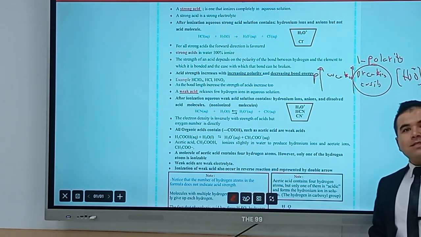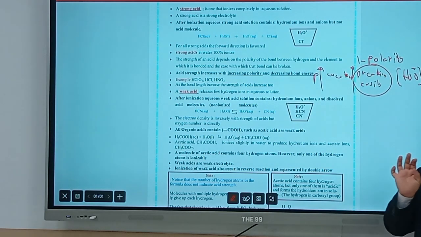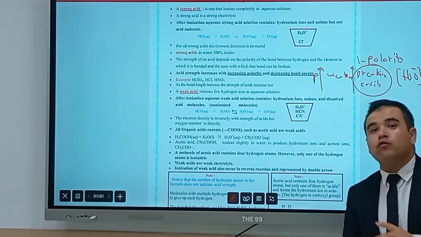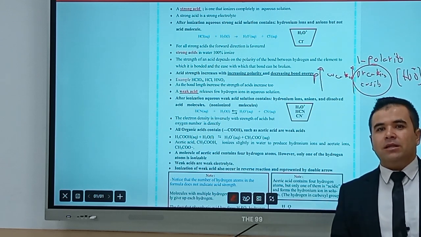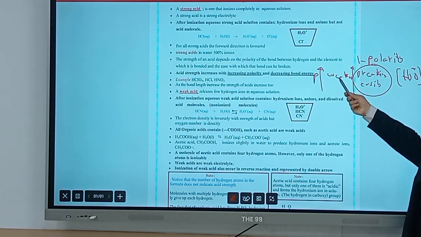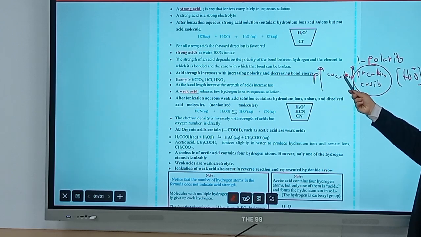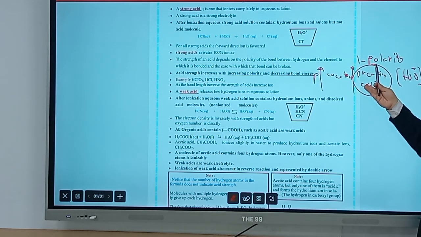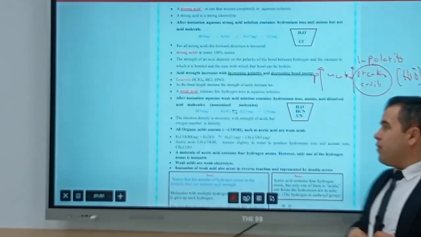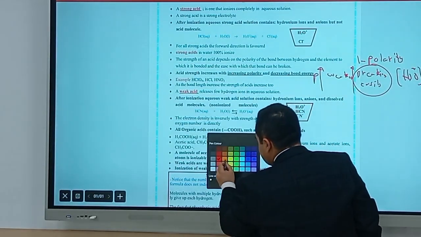And guys, for acids, any factor that increases the concentration of hydronium in the solution can be classified as a factor behind the strength of the acid. So as polarity increases, the bond becomes weaker, it can be broken more easily, the hydronium increases, and then acid strength increases. So polarity is directly proportional to the strength of acids. Second, guys.